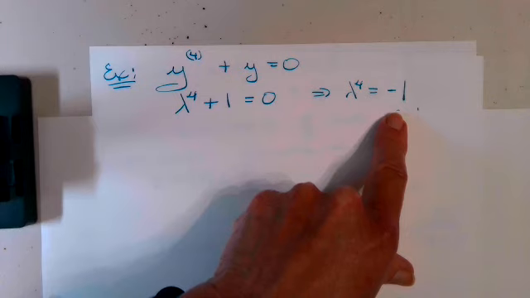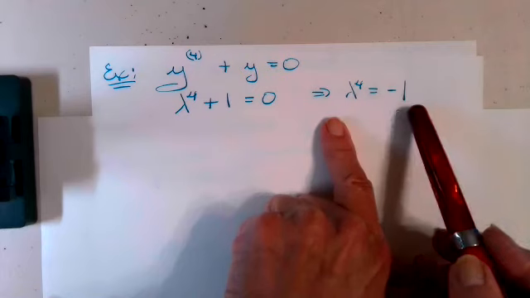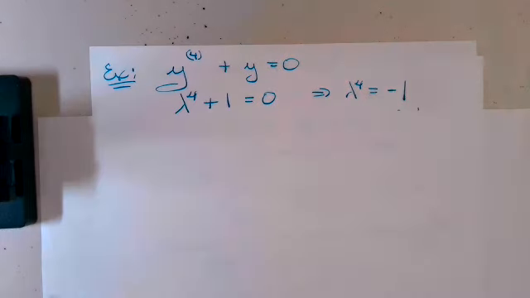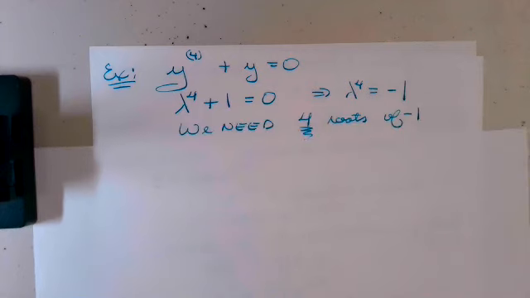This says lambda to the fourth is minus 1. In other words, we have to find 4 roots of minus 1. Now, if you only work with real numbers, you can't do that at all because you can't find the square root of a negative number. So you need 4 roots of minus 1. But in complex numbers, you can do that.